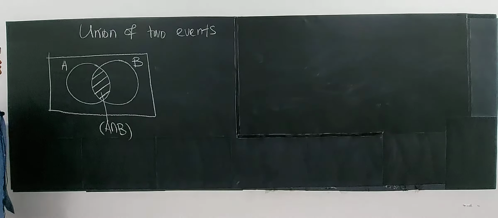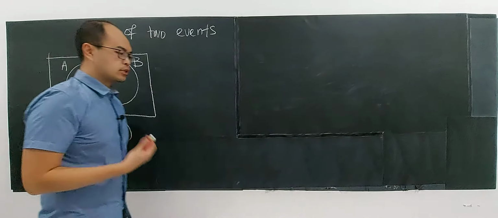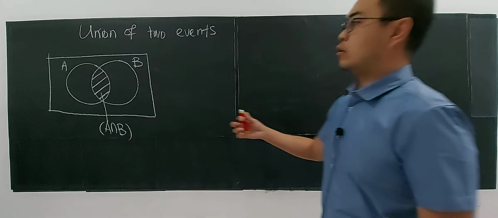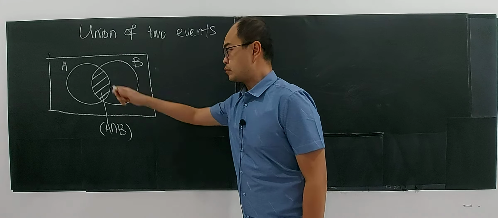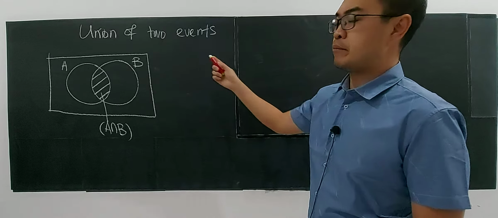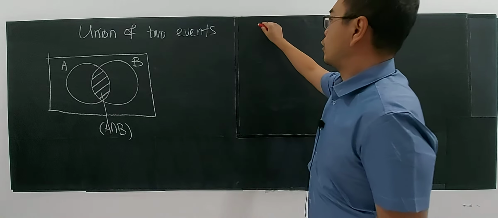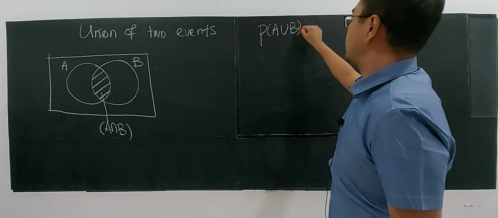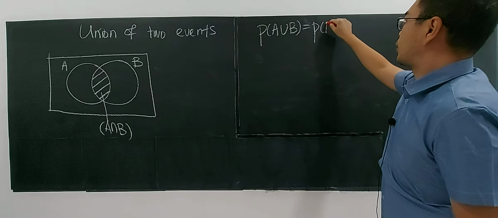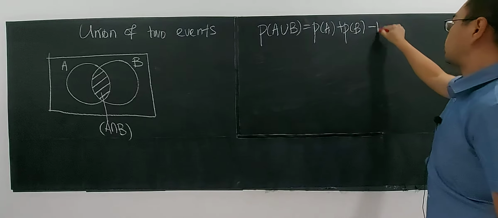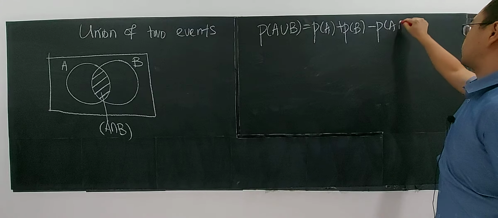So what is the addition rule for unions of two events, for example, events A and B? The formula here for a non-mutually exclusive event will be the probability of A union B equals the probability of A plus the probability of B minus the probability of A intersecting B.